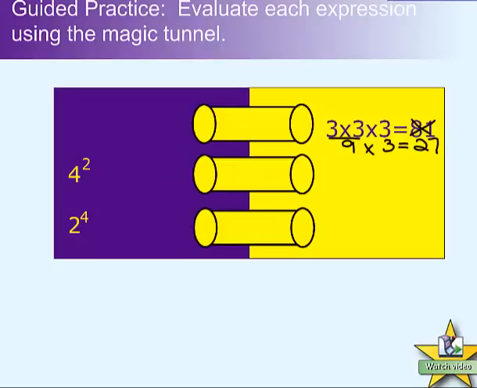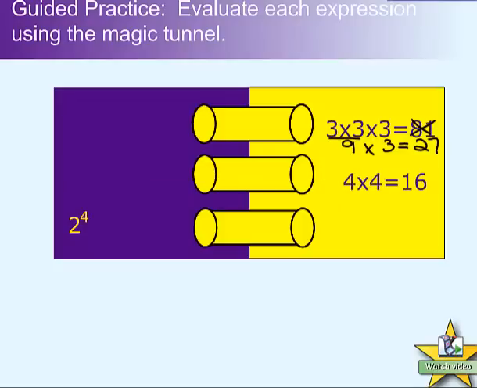Let's try the next one. This one can be read as 4 squared or 4 to the 2nd power. Either one is correct. I know I'm going to be multiplying 4's. How many do I need? 2. And we know that 4 times 4 is 16.